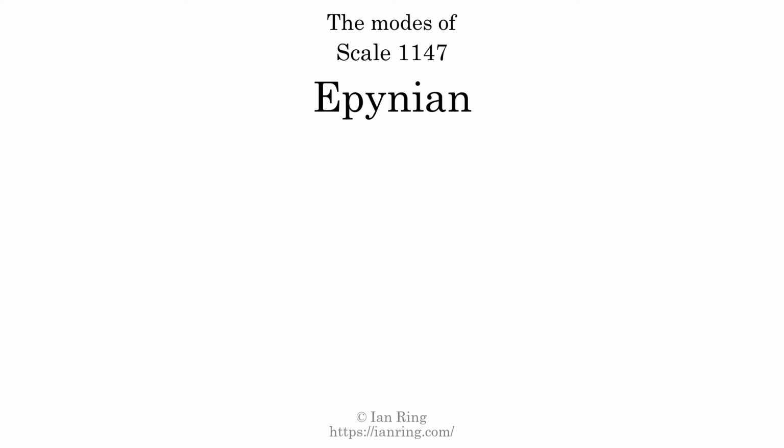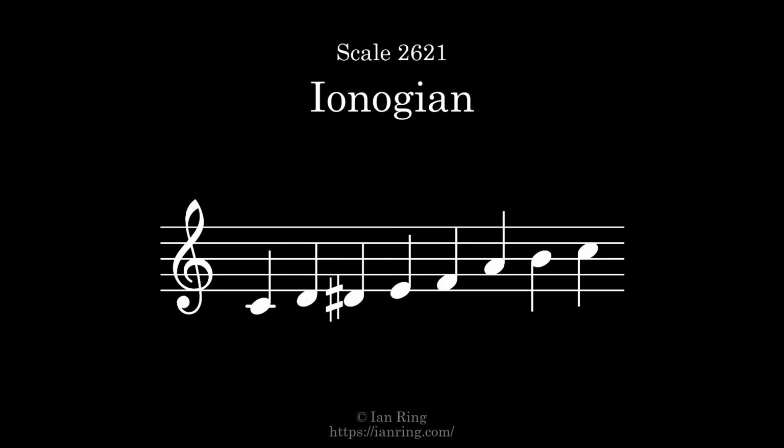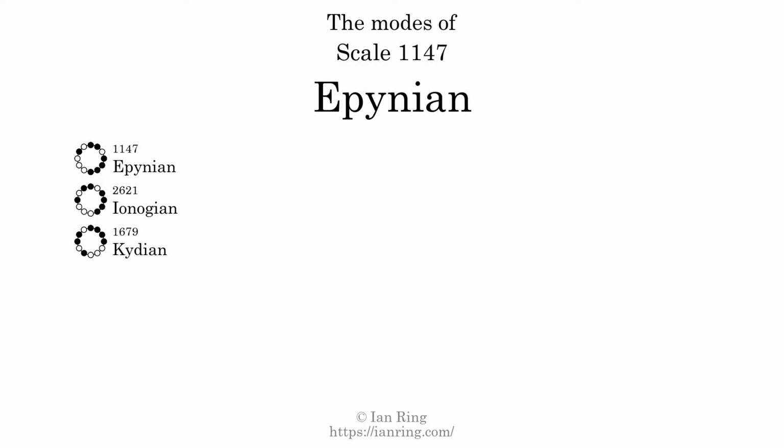This scale has 7 modes. The first mode is itself. The second mode is scale 2621, also known as Arnogian. It sounds like this. The third mode is scale 1679, also known as Caidian. It sounds like this.